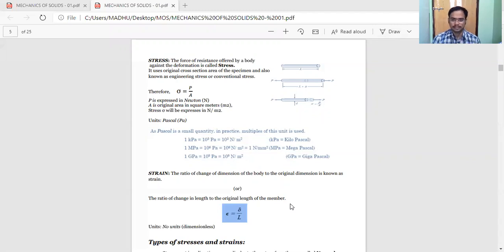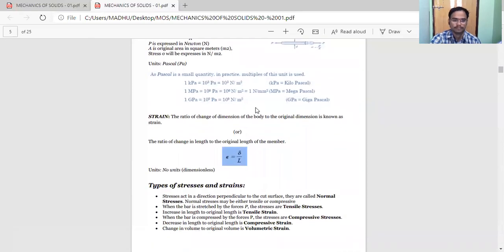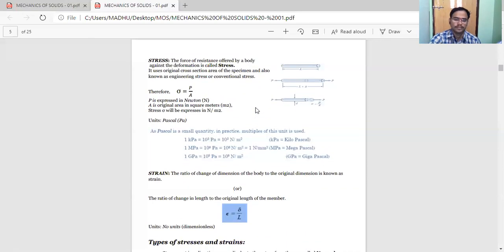This is the second lecture of strength of materials, or mechanics of solids. In this second lecture, we will continue our main topics. We will enter into the first unit according to the JNTU syllabus. We have started discussion regarding stress and strain.